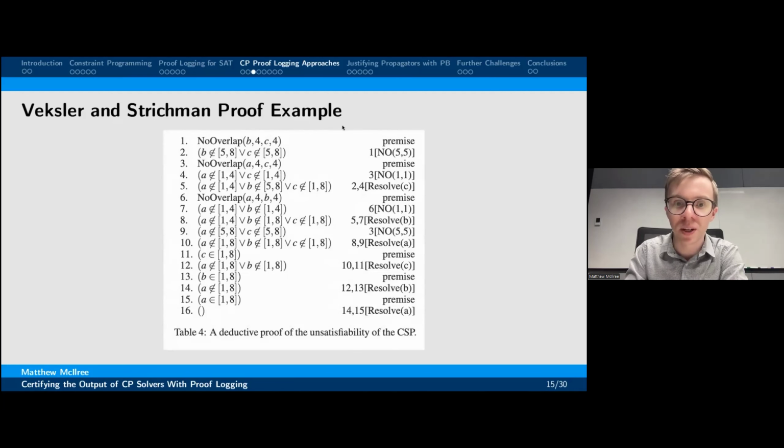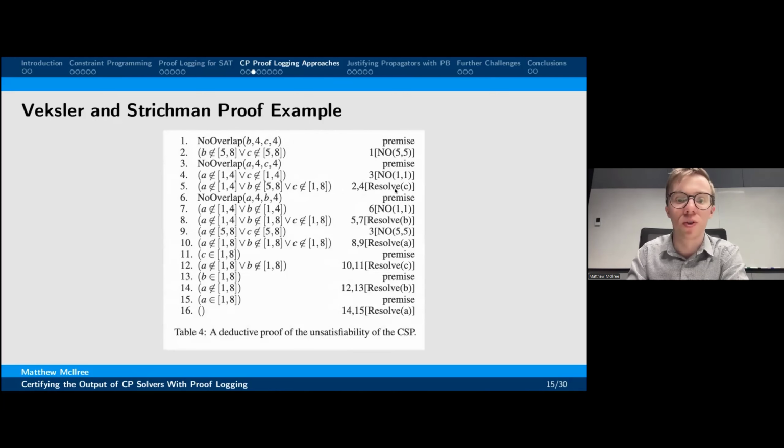So this is a CP constraint written in CP language. And now, due to this constraint, we can introduce this clause, and this is due to a special proof rule for this no overlap constraint, and so forth. And we can continue to do this.